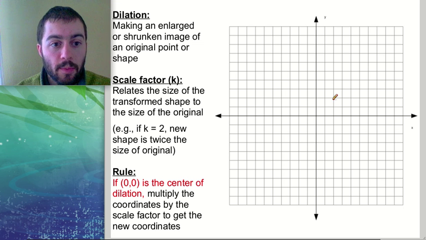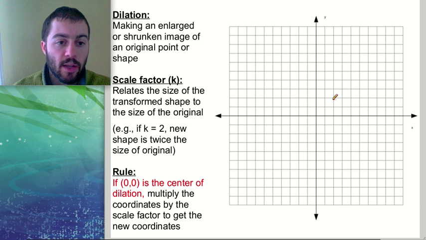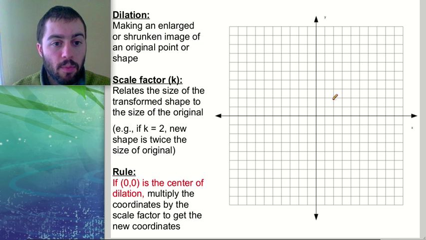Alright, in this video we're going to be doing a type of transformation called a dilation, and basically all a dilation does is it changes the size of the original shape. So we can make an enlargement of the original shape, or we could take the original shape and shrink it down into a smaller shape, but basically the proportions are all still going to be the same. So in other words, the shape that we end up with is going to be similar to the original shape.